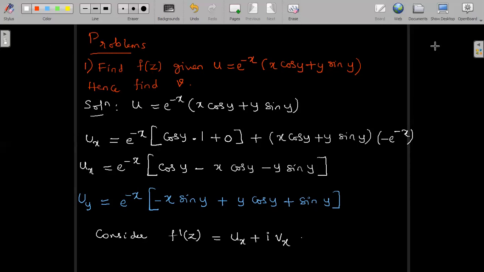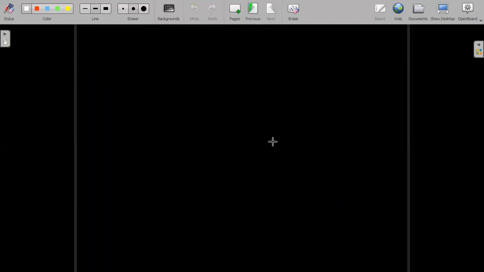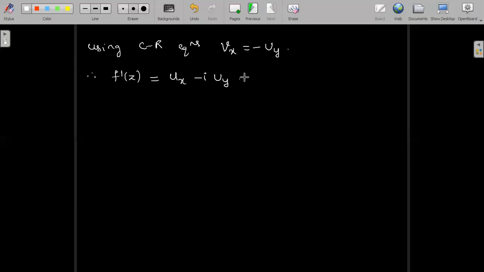Same thing we are going to apply now. So using CR equations, Vx is equal to minus Uy. So since Vx is equal to minus Uy, now we can change f dash of z as Ux minus i into Uy. Now we know both of them to substitute. Ux is known and Uy is also known. So now we can substitute both the expressions and we can use Milne-Thomson substitution.